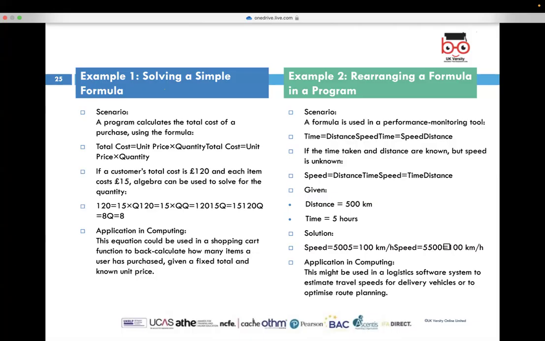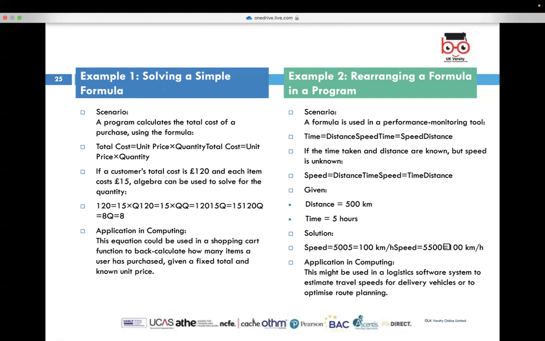Example 2, rearranging a formula in a program. A formula used in a performance monitoring tool: time equals distance divided by speed. If the time taken and distance are known, but speed is unknown, then speed equals distance divided by time. Given that the distance is 500 kilometers and time is 5 hours, the solution would be speed equals 500 divided by 5, which equals 100 kilometers per hour.